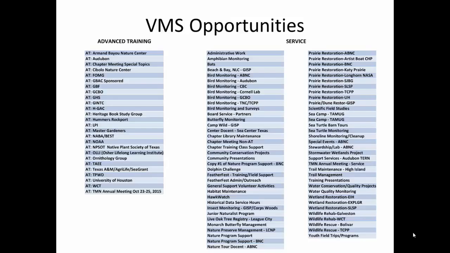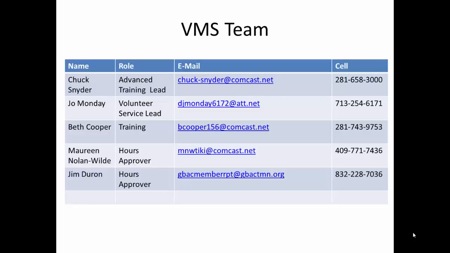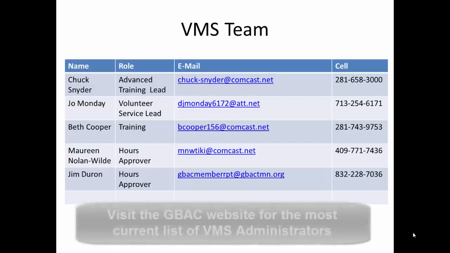These are the VMS opportunities. The first column has all the advanced training, and you can see that each opportunity begins with an AT:. The next two columns are volunteer service opportunities. Now this list will change as new opportunities become available due to the different types of work that we keep doing in the chapter.